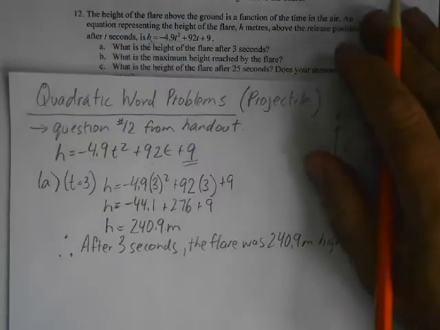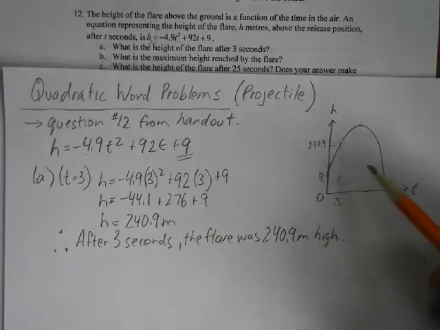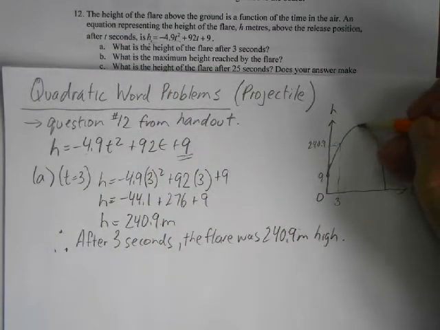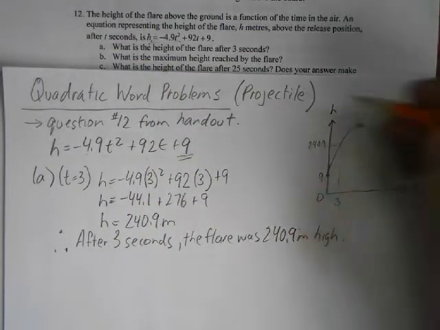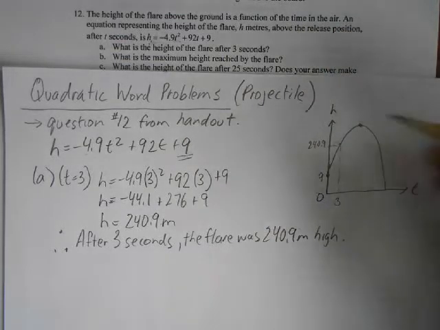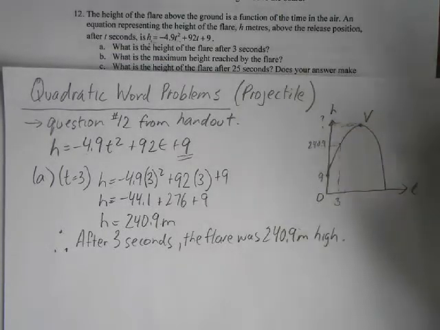Okay, next question. What's the maximum height reached by the flare? As soon as you see that word maximum, the warning bell should go off, and you say, oh, maximum of a parabola, that's the vertex. Even if you didn't put that together with just the words, you can go to your diagram and say, okay, the highest height was right there. Oh, look at that, it's the vertex. So it's basically asking, what's the maximum height that this flare gets to?